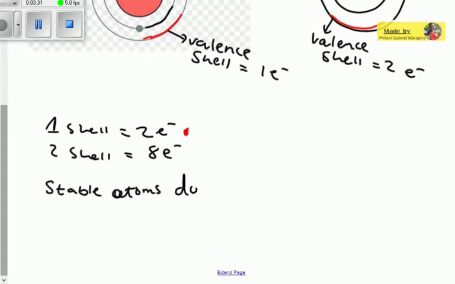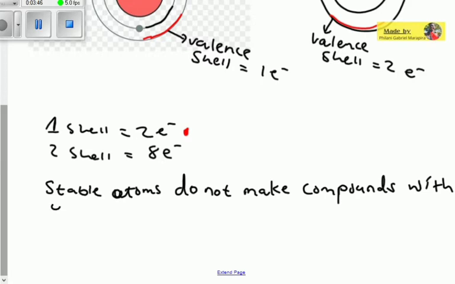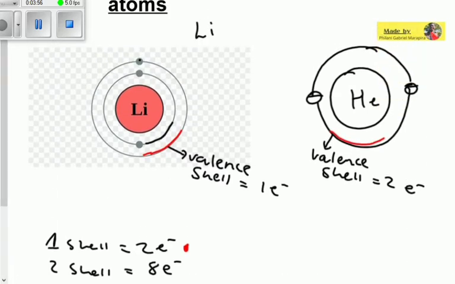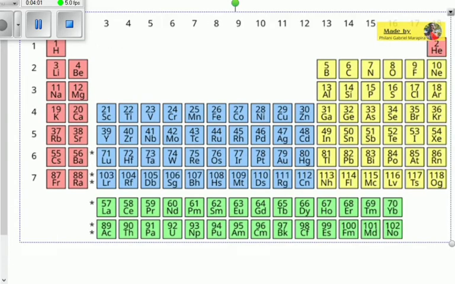do not make any compounds with any atom or any element. They just are stable. They are called stable gases or noble gases. You can find them in the periodic table. Here at group number 18, we have all the stable or noble gases.